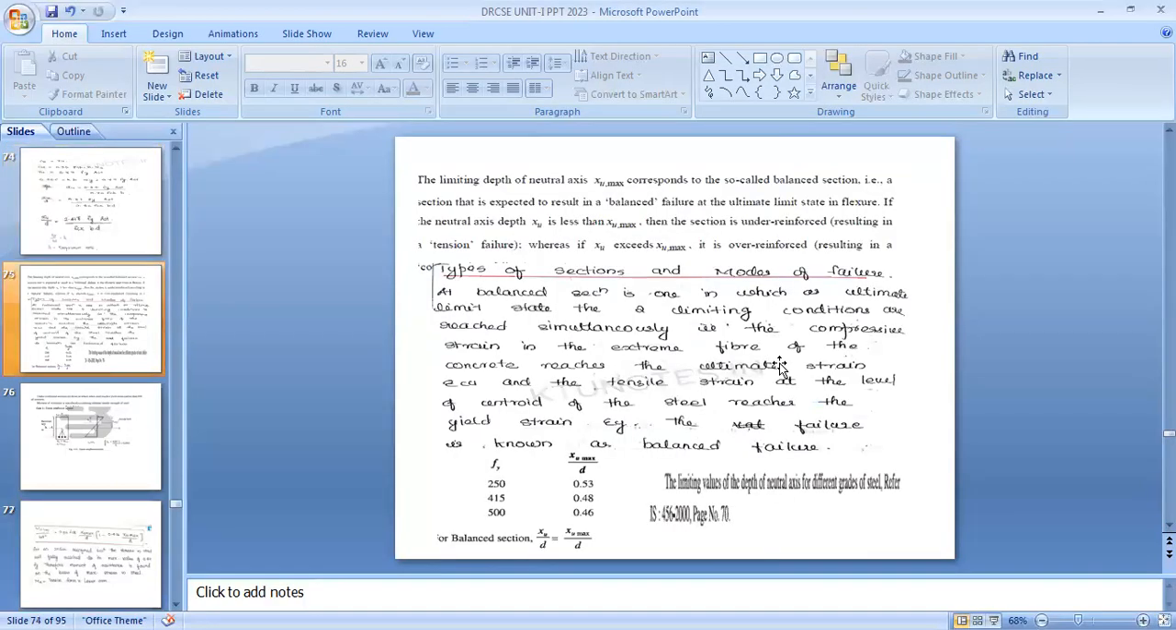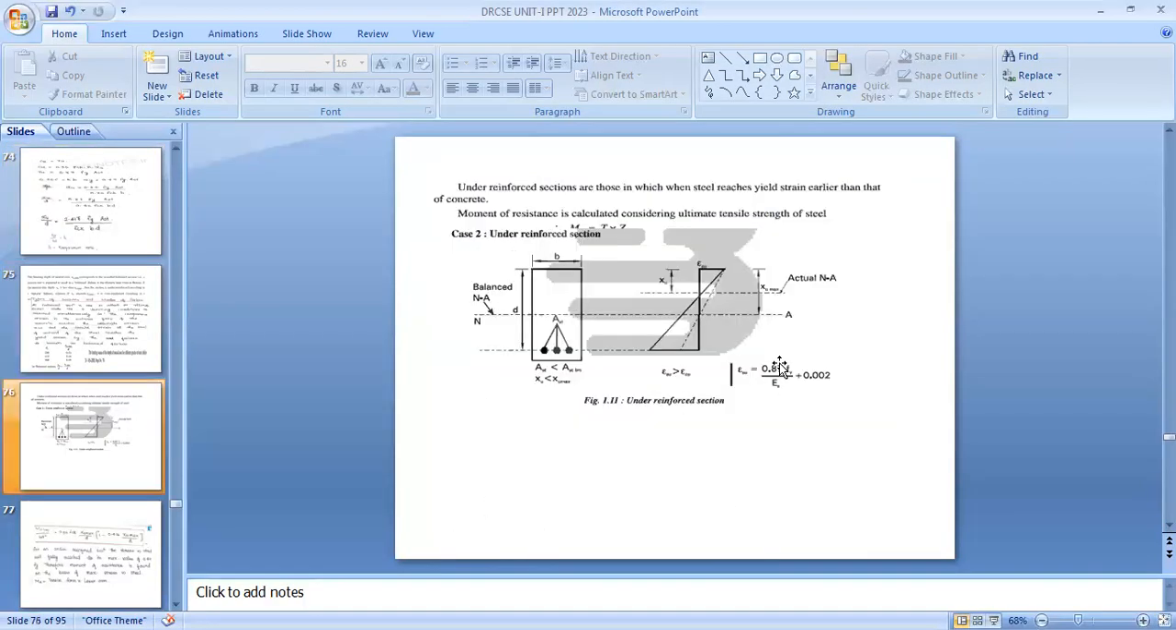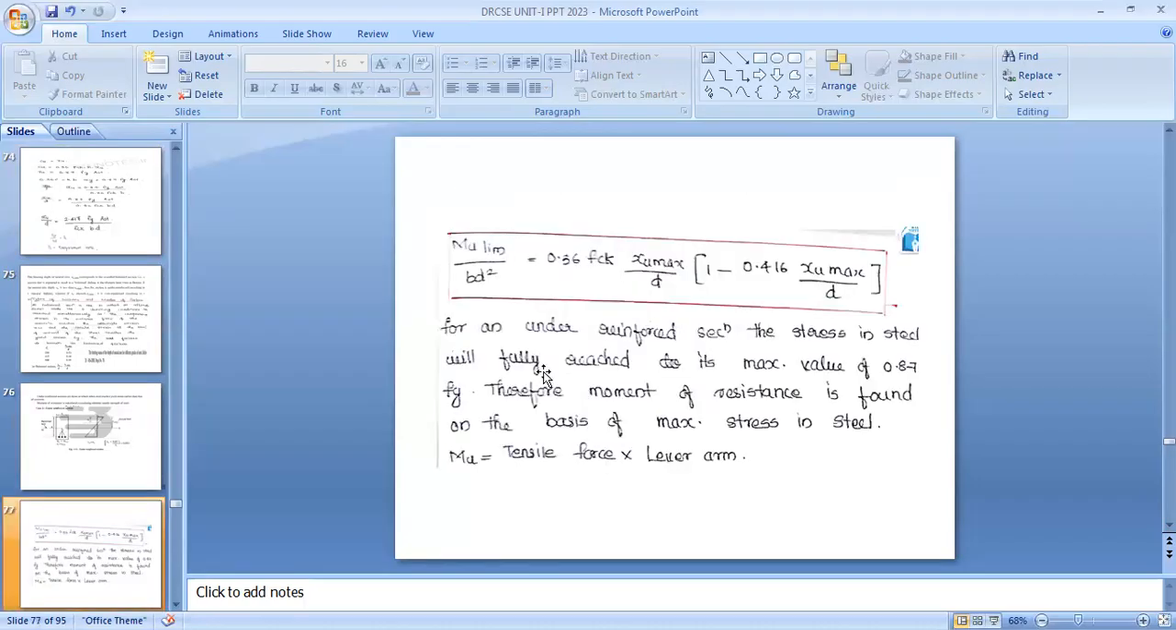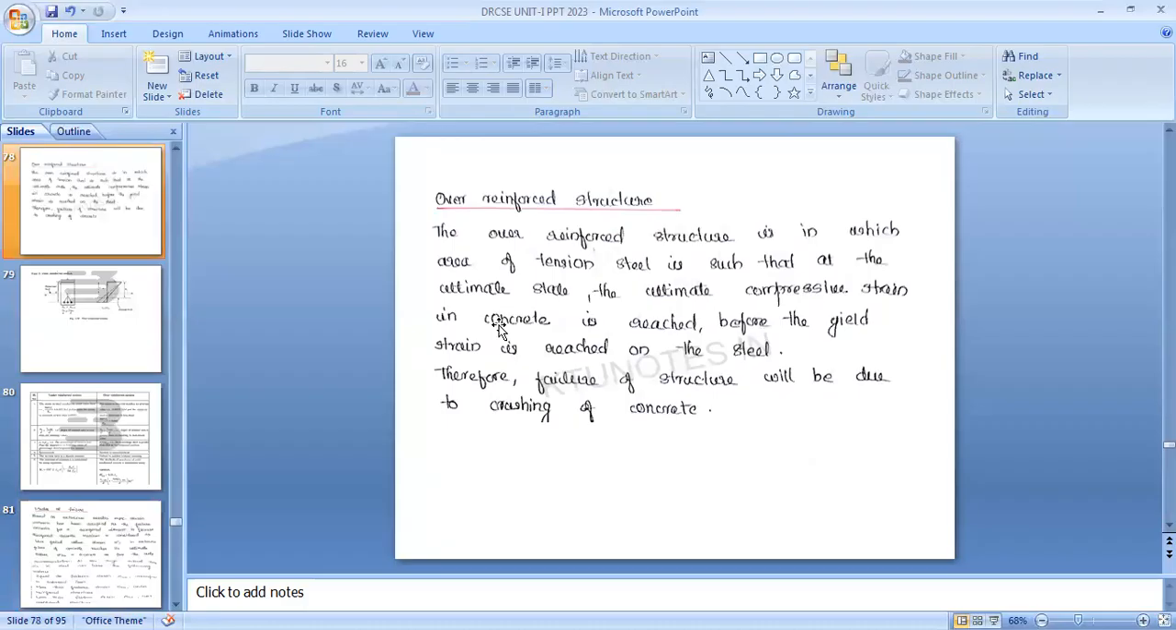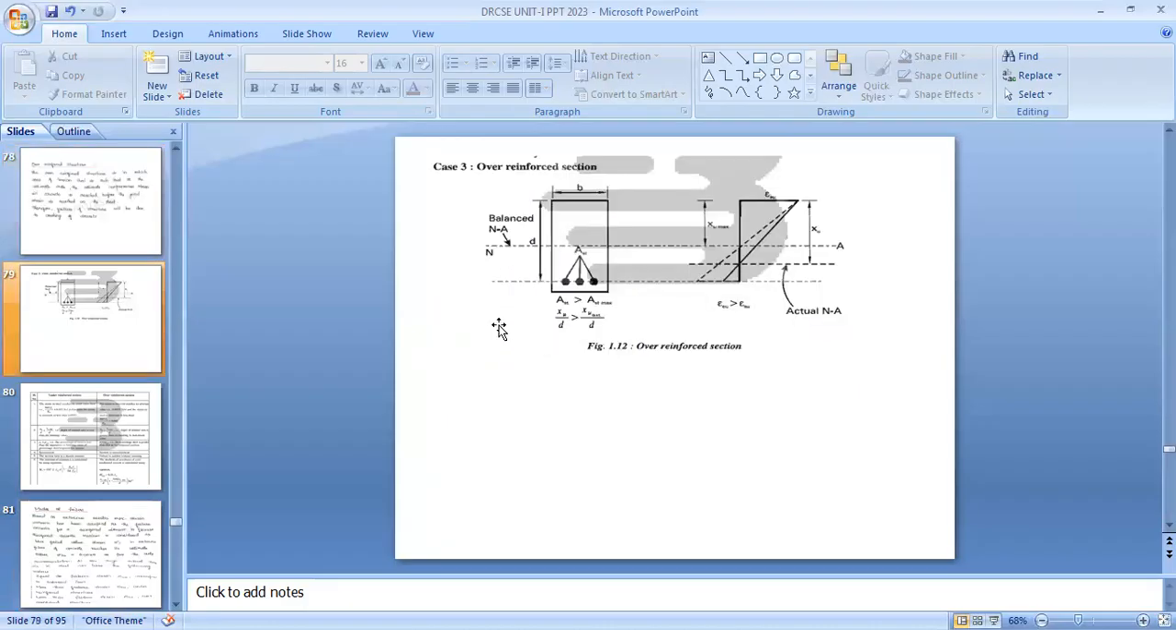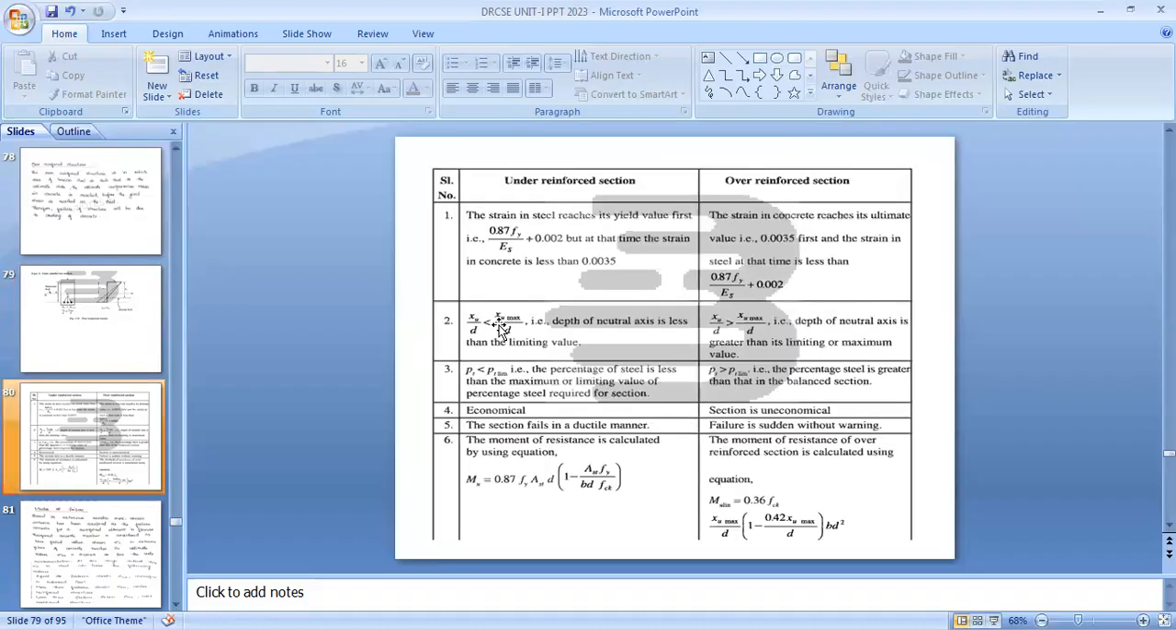So here the formula is very simple. In this diagram, under reinforced section. And this is the formula by which we find the tension and the moment. Then over reinforced section. This is what the under reinforced section is.